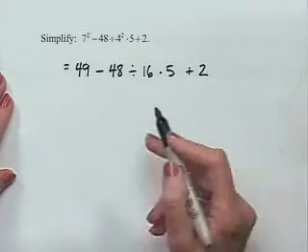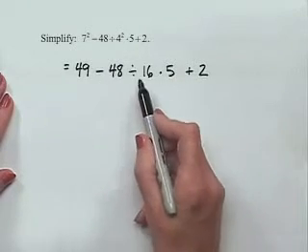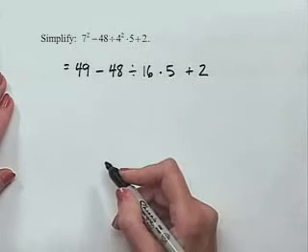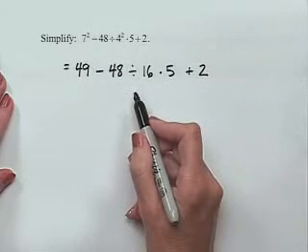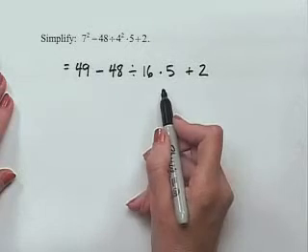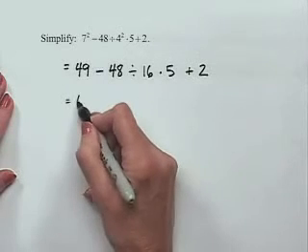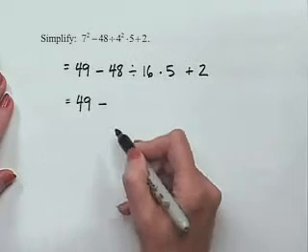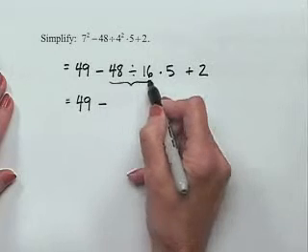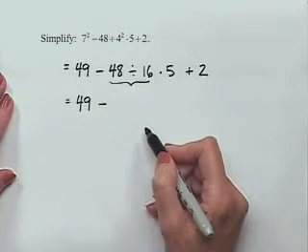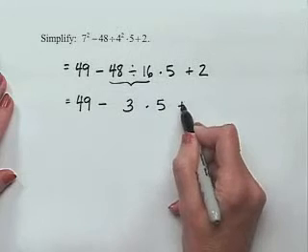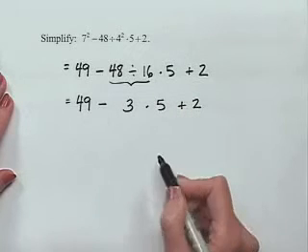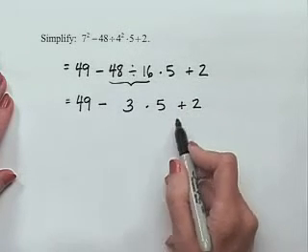Now we have choices between doing subtraction, division, multiplication, or addition. We know that we're going to perform multiplication and division next, in the order in which they're listed. So we're going to bring our 49 down and our subtraction. We'll perform the division of 48 by 16 first. That will give us a value of 3. And I'm going to rewrite the rest of the problem. Now we have a subtraction, a multiplication, and an addition.